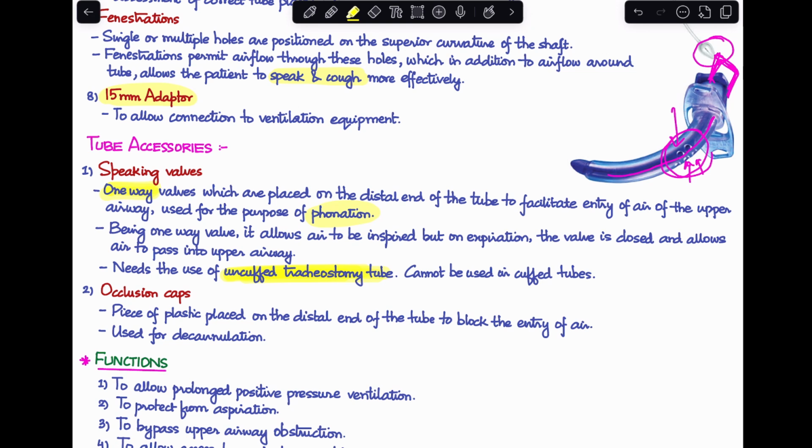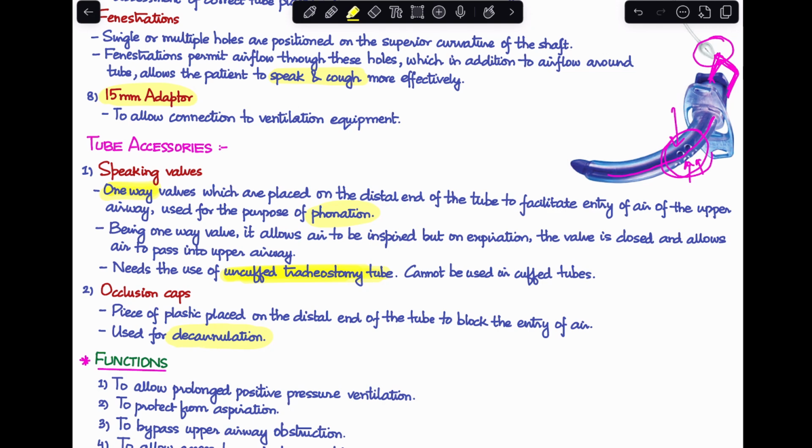Second accessory is an occlusion cap. Now, this occlusion cap is basically a piece of plastic that is placed at the distal end of the tube, and this is for blocking the entry of air through the tracheostomy tube. This is something that we use during decannulation. If you want to learn more about decannulation, you can check out my video on decannulation.